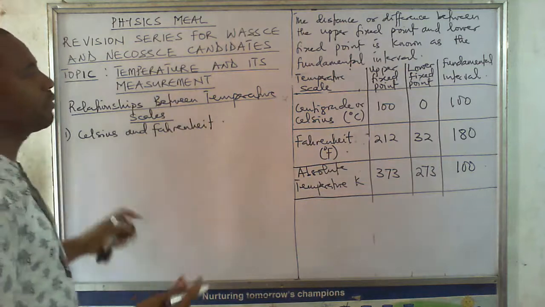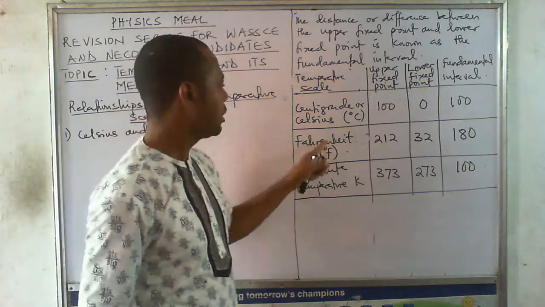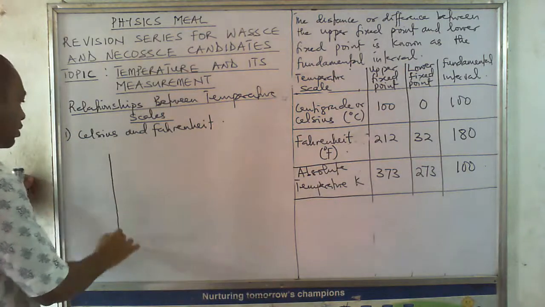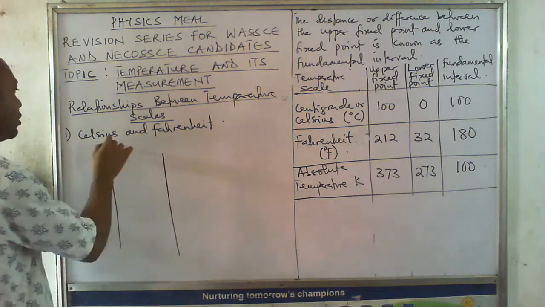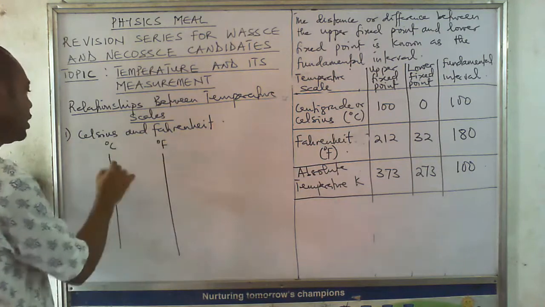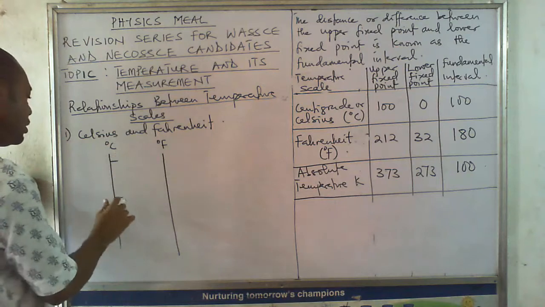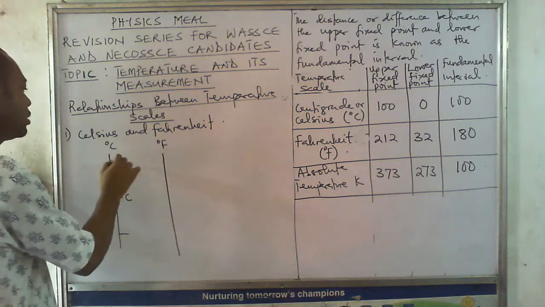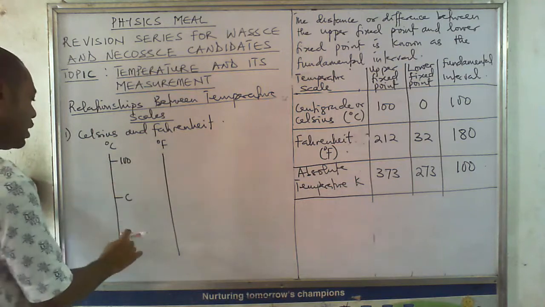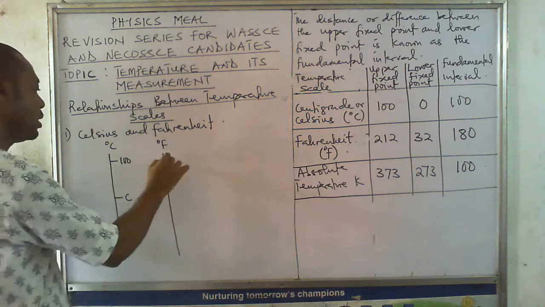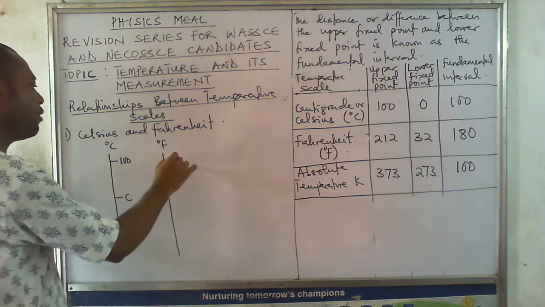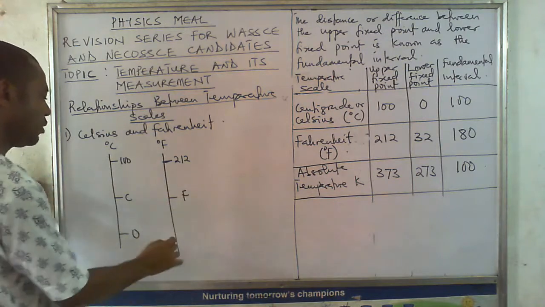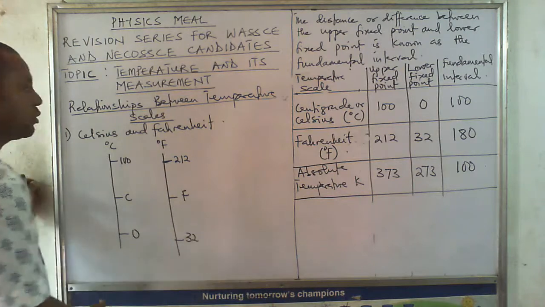Let's talk about Celsius and Fahrenheit. Now, all we need to do is to draw a diagram, a figure. Let this be the degree Celsius and this be the Fahrenheit. Let any temperature here be C, and this one is the upper fixed point 100, and this one is 0. Then this is the upper fixed point of 212. Then let any other temperature be F, and this one is actually 32.